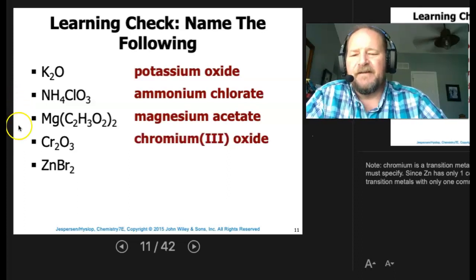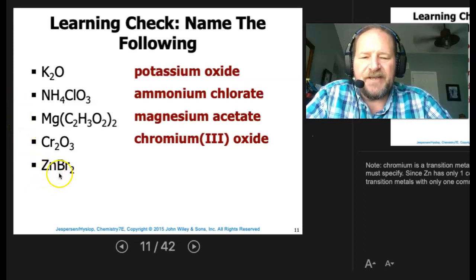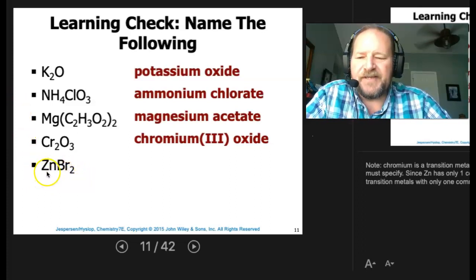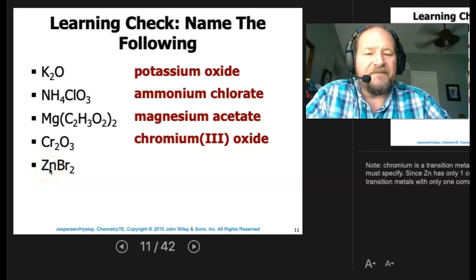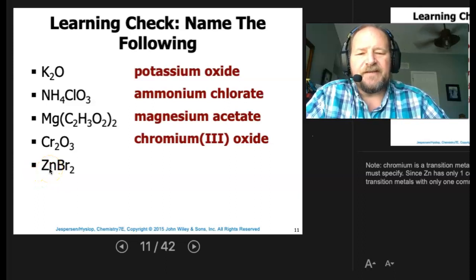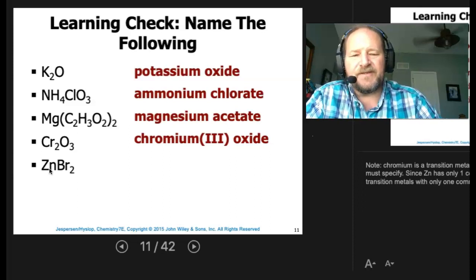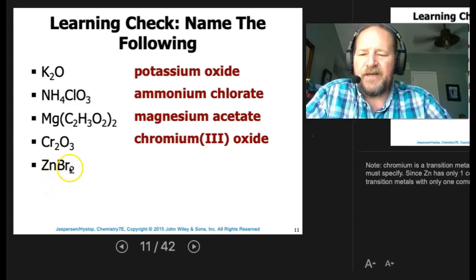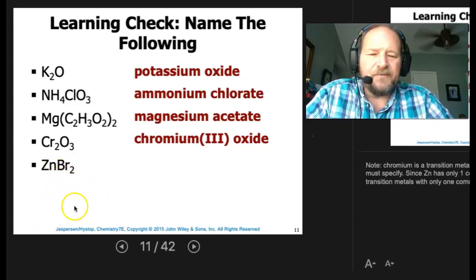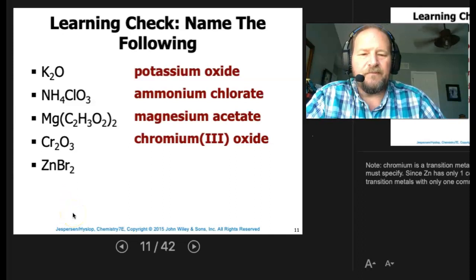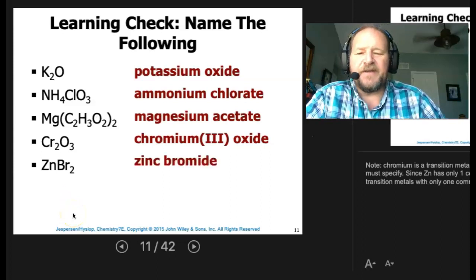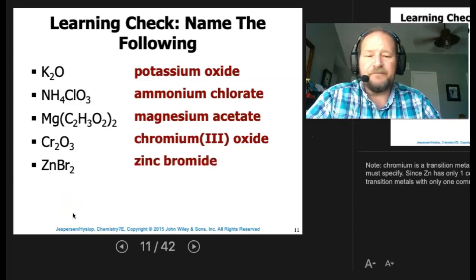Okay. Now for our last one here, we have zinc, and then we have Br2. Now zinc is also a transition metal, but remember it has a fixed charge. So zinc's charge does not vary. Zinc is either going to be elemental or it's going to be +2. Those are our only 2 options. And so here we have bromine, and bromine is a -1, and so bromine is going to become bromide, and so it becomes zinc bromide.